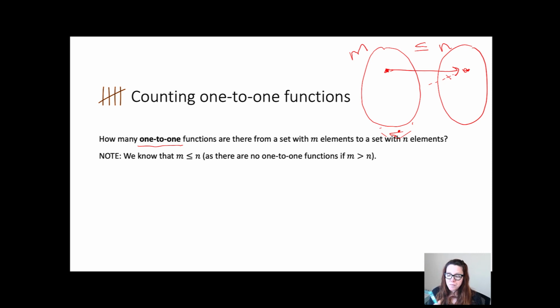Okay. So suppose that we have elements in our domain. Again, we've got these x1, x2, all the way to xm. Okay, so how many choices are there for the first one? This is one way to think about it. How many choices do I have for that first mapping over to my codomain? Well, I'm assuming that N is bigger than or equal to M.